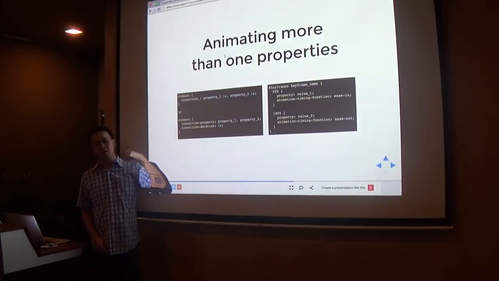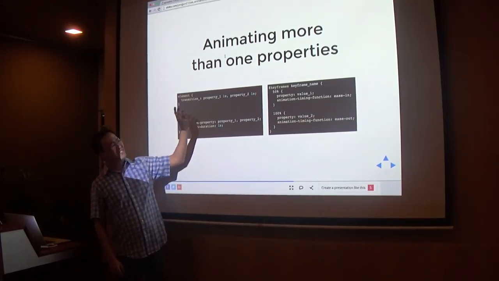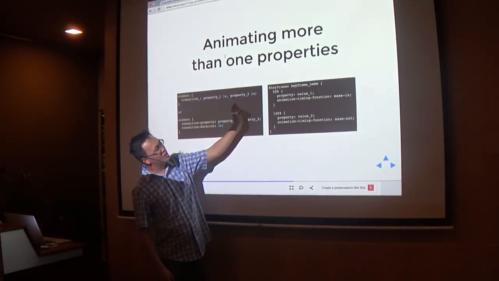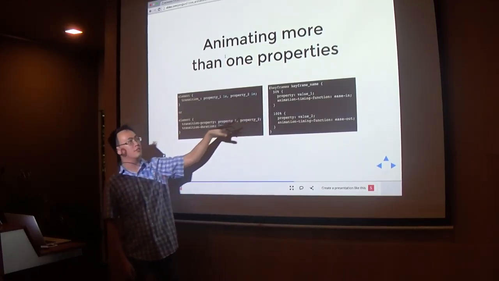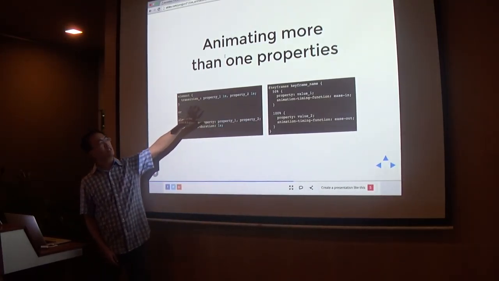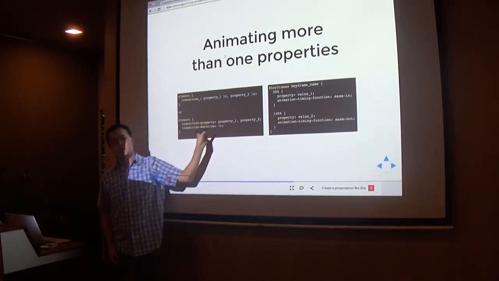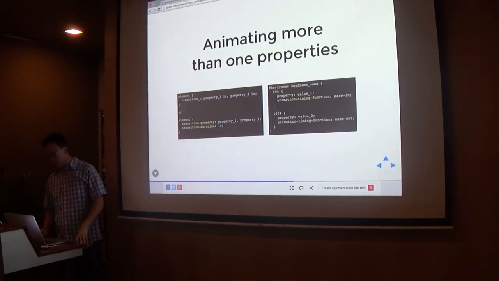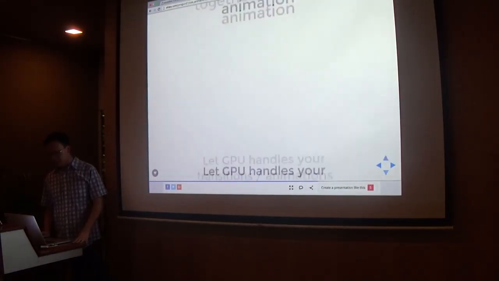So sometimes we want to animate more than one property. For keyframes, you can set multiple properties within the keyframe. For transition, you must put comma, one transition, two transition.